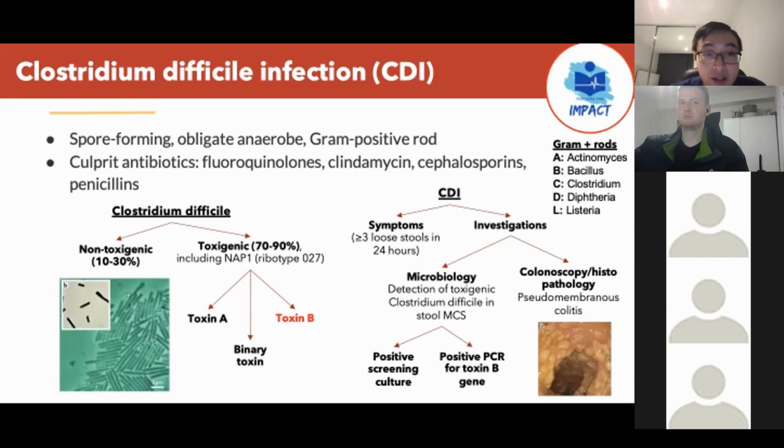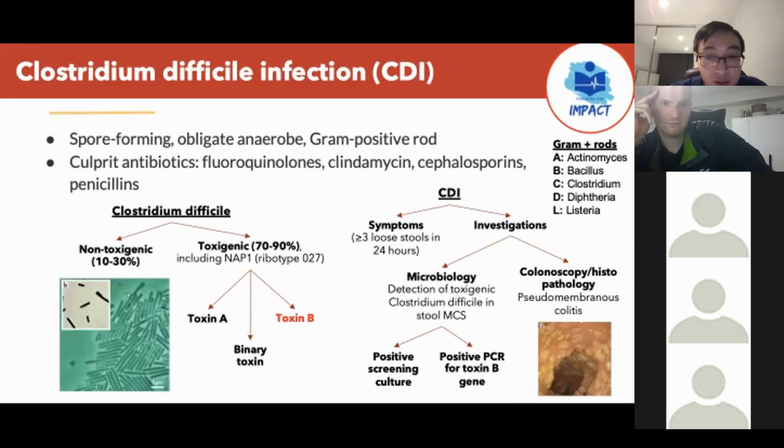The second thing that you need to know is that Clostridium difficile is an obligate anaerobe, a strict anaerobe, which means that it can only grow in the absence of oxygen, and that it finds oxygen toxic. So why is this important to know? Because it has implications for treatment of Clostridium difficile.